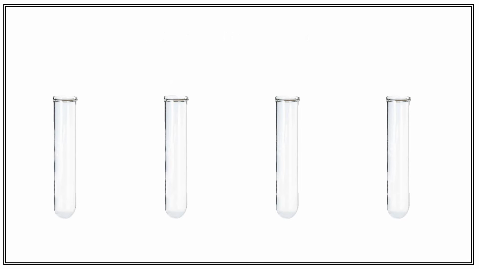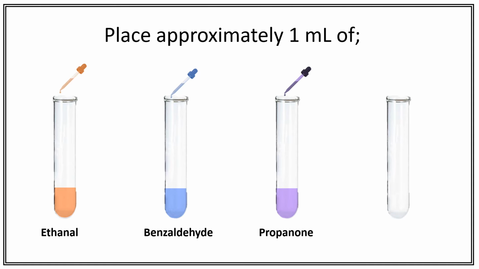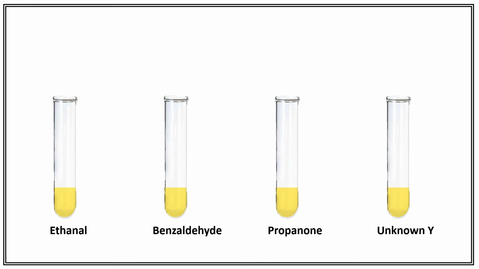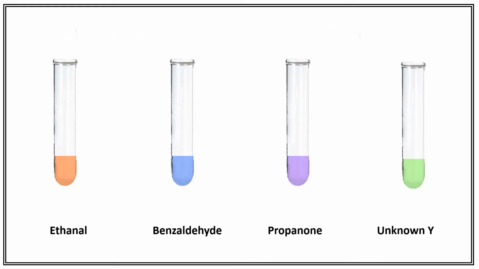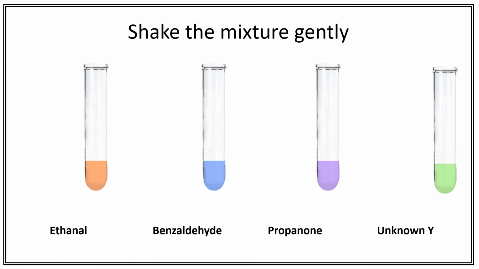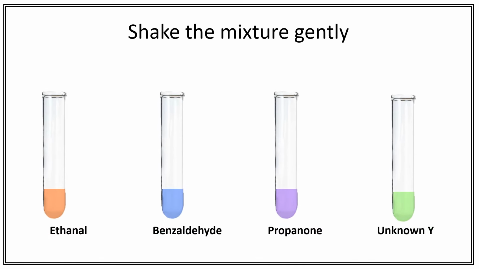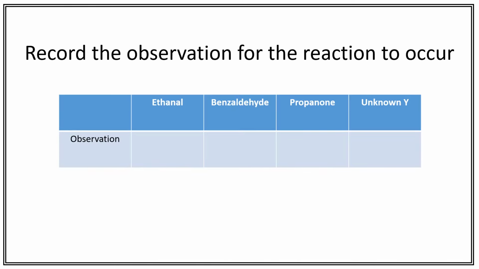Place approximately 1 ml of ethanal, benzaldehyde, propanone, and unknown Y into the tubes. Add 1 ml of Tollens reagent to each tube. Allow the mixture to stand for 3 minutes. Shake the mixture gently. If there is no change, warm the mixture in a water bath at 60 to 70 degrees Celsius for 5 minutes. Record the observation for the reaction to occur.